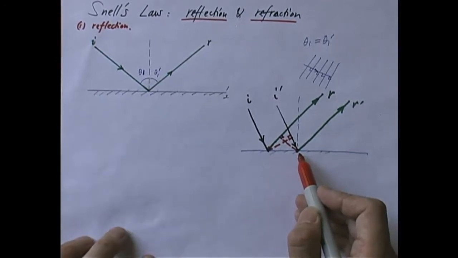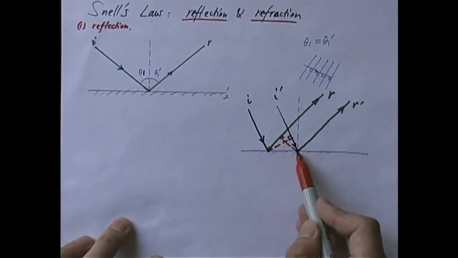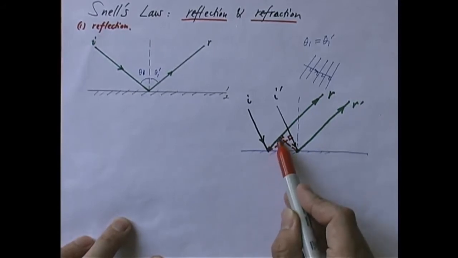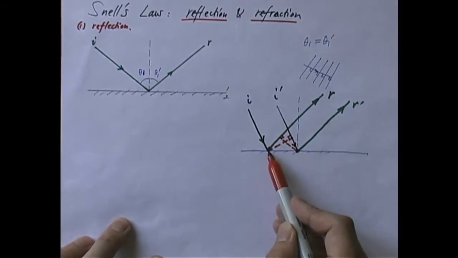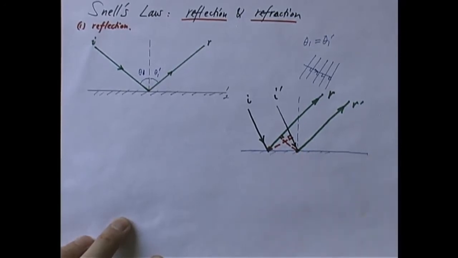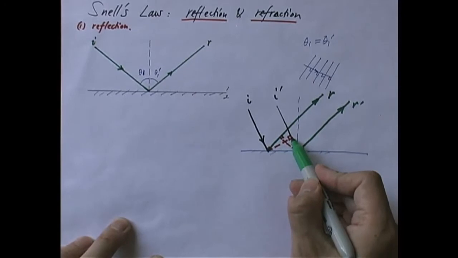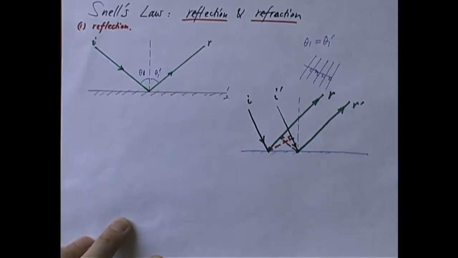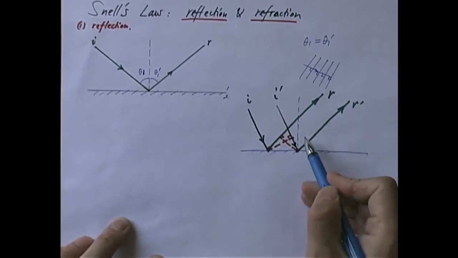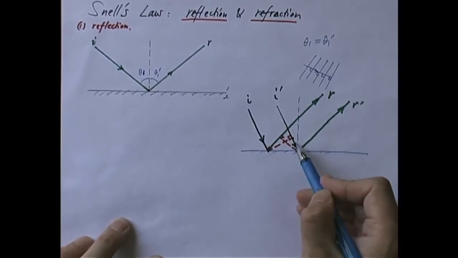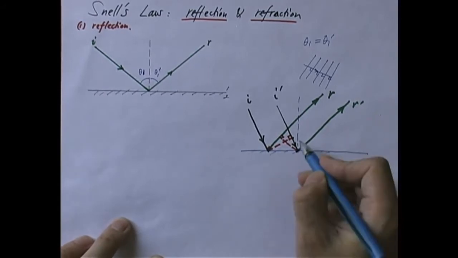All right, now take a look at these two right-angled triangles. There's one and there's two. They have the same hypotenuse, right? And let's take a look at this length from here to there. How long do you think this length is? Well, the time it takes to go from here to there, we call it t.